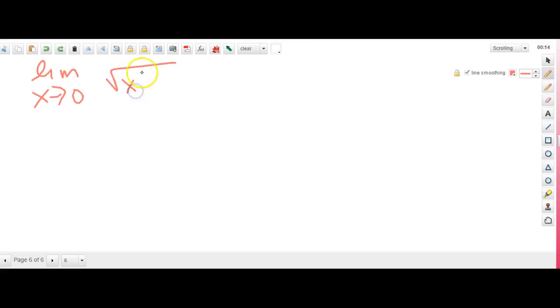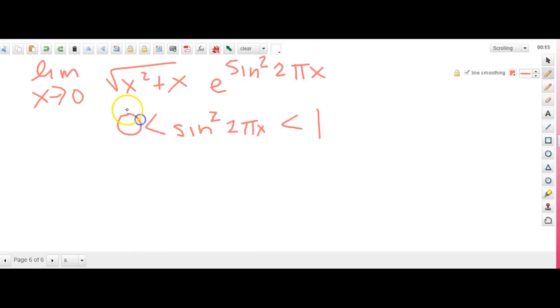Square root of x squared plus x, e to the sine squared 2 pi x. So two things, I guess, are different. We have the exponential function here, and we have squared. So this time when we take our trig function, sine squared of 2 pi x, we are limited between 1 and 0 instead of 1 and -1. We saw how that squared made it just a whole bunch of mountains, basically.